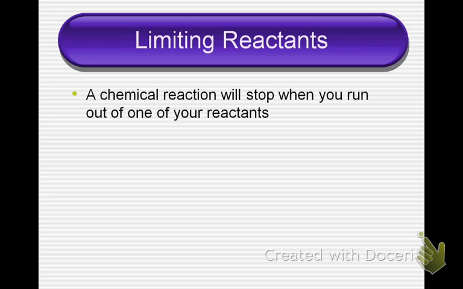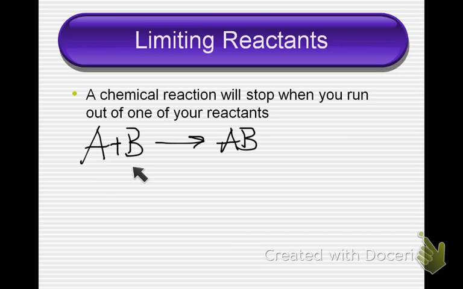So limiting reactants, if we have a chemical reaction, the reaction itself is going to stop when we run out of one of our reactants. So let's say a chemical reaction is taking place, A plus B, and it's turning into AB. If we've got a certain amount of A and a certain amount of B, and let's say B runs out, that means even though we've got plenty of A, we've got A left over, there's not enough B to produce any more AB, so the reaction will just stop.